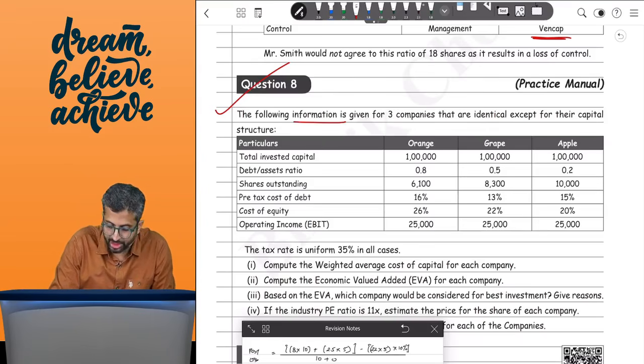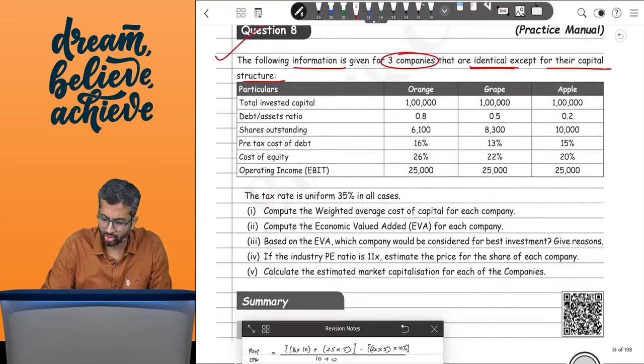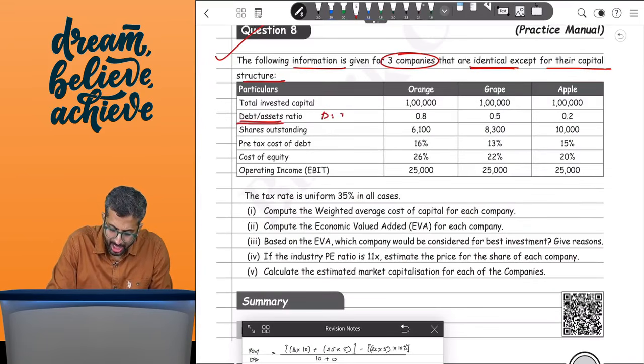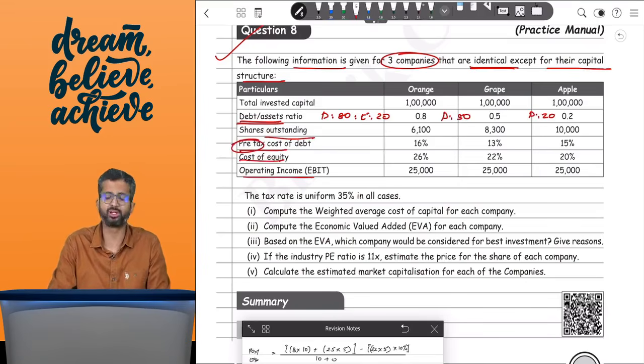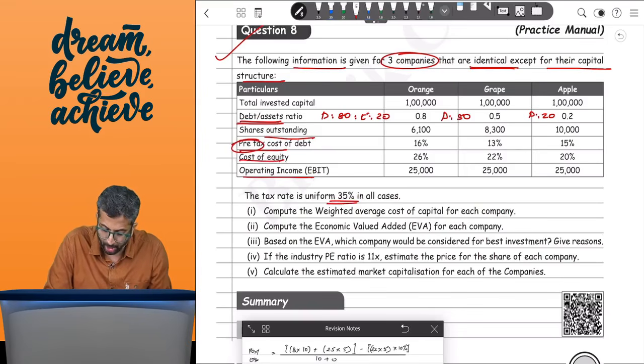So following information is given for 3 companies that are identical in all respects except for their capital structure. So you have orange, grape and apple. You have data given, invested capital, debt to assets ratio is given as 0.8, which means debt must be 80, equity must be 20. 50, then debt must be 50, equity must be 50, and last, debt is 0.2, so debt must be 20. Shares outstanding are given, pre-tax cost of debt is given, cost of equity is also there, and operating profit, that is EBIT, coincidentally same. Tax rate is uniform for all the 3 companies, that is 35%. Calculate the WACC for each company.